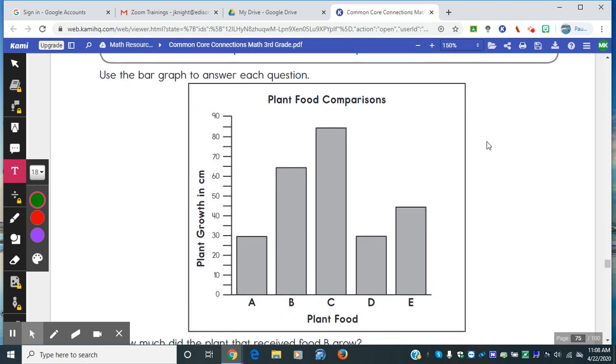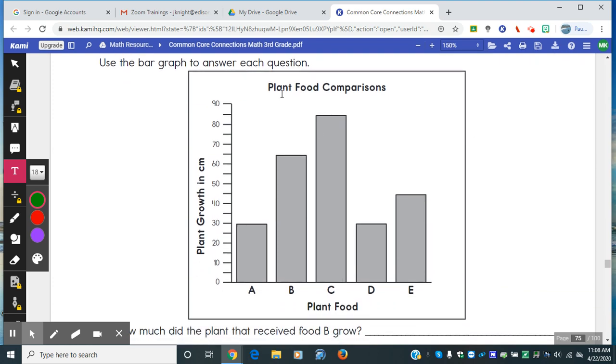So the first thing we're going to do is look at the bar graph and read the title, Plant Food Comparisons. We're going to read the labels along the side. Going up this way, we have the plant growth in centimeters. And going across the bottom, we have the different plant foods. Plant food A, B, C, D, and E.